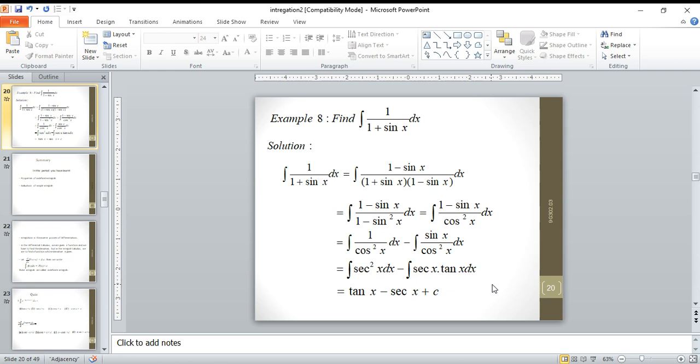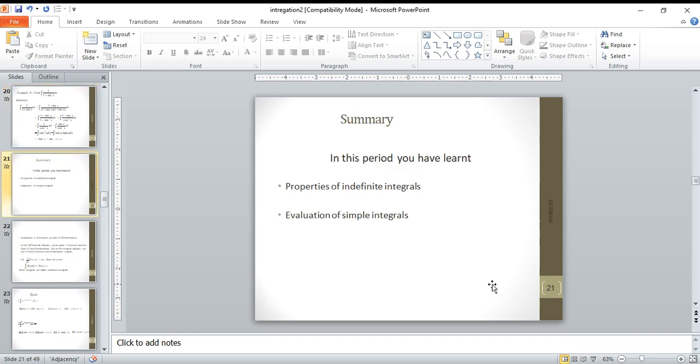So integration of 1 by cos square x is secant square x, minus integration of sin x by cos x into 1 by cos x, because cos square is cos x into cos x. Sin x by cos x is tan x, into 1 by cos x is sec x. So sec x into tan x dx. The integral of secant square x is tan x. The integral of sec x tan x is sec x plus c.